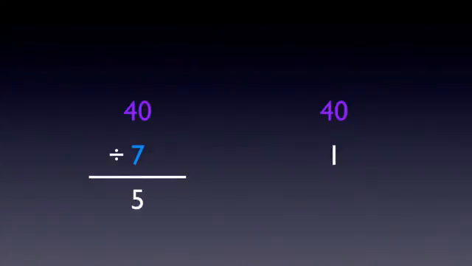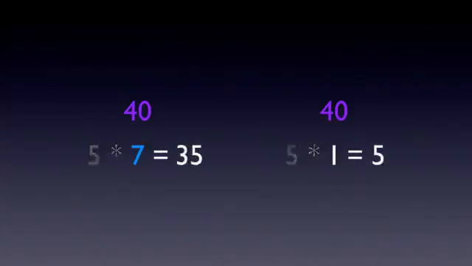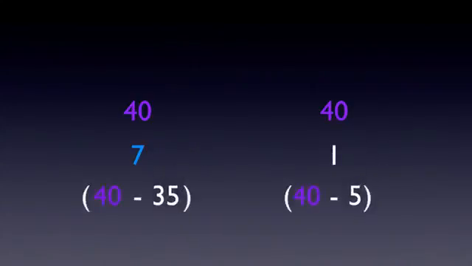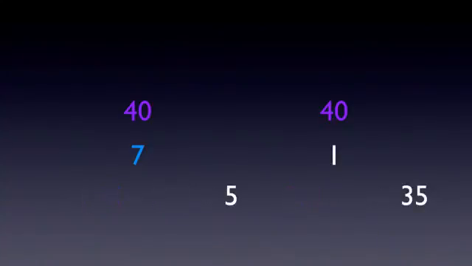Now we multiply this result, 5, by 7 and by 1 to give us 35 and 5. Now we take these two results and we write them below 7 and 1 in each column. Now we subtract these results from phi in both columns. In this case, 40 minus 35 for column 1 and 40 minus 5 in column 2.